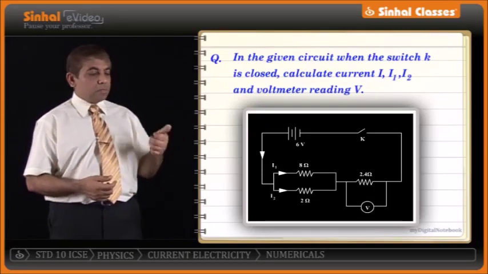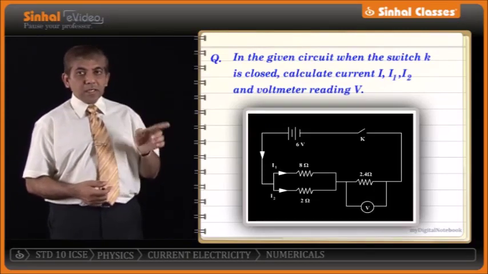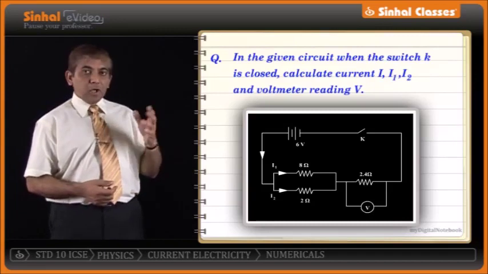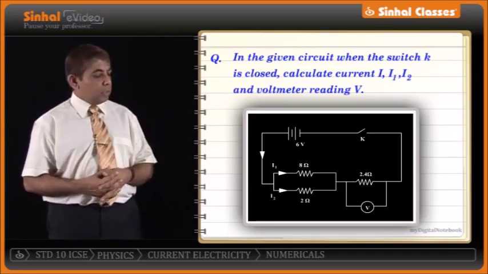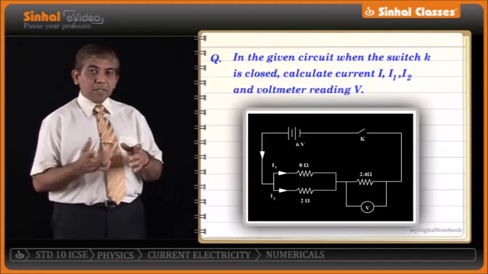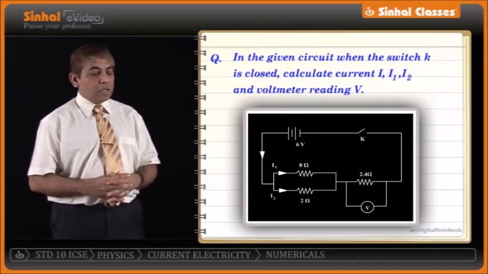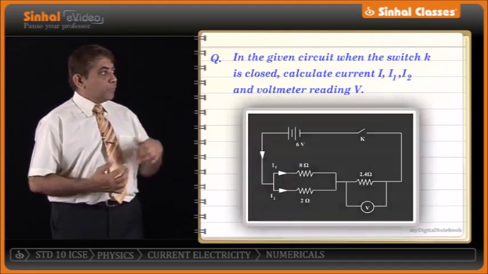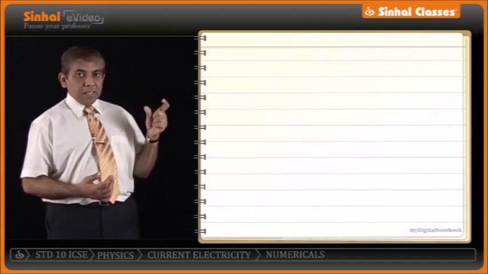It's like a switch. The moment you keep the key closed, the current is going to flow through it. The moment you keep the key open, the circuit is broken. So they're saying that the switch is kept closed. That means the current is made to flow through the circuit. You have to first find the equivalent resistance for the parallel network.